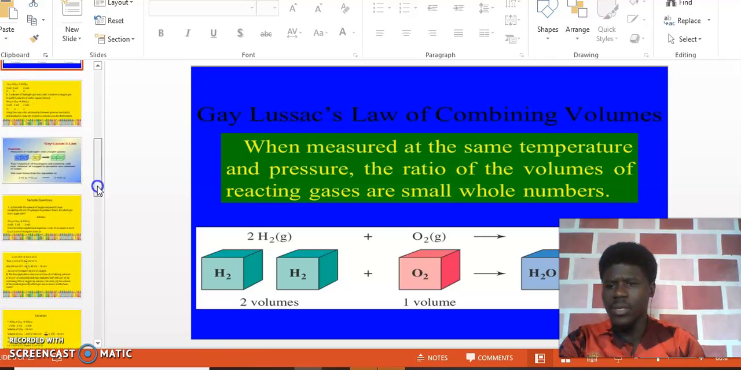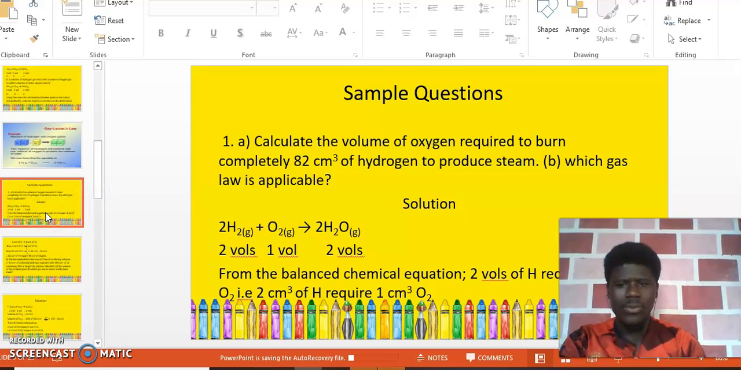Then I have an example here. It says calculate the volume of oxygen required to burn completely this volume of hydrogen to produce steam. Steam is the gaseous state of water, and what gas law is applicable? Of course, we first have to get a balanced chemical equation of the reaction, which shows that 2 volumes of hydrogen react with 1 volume of oxygen.